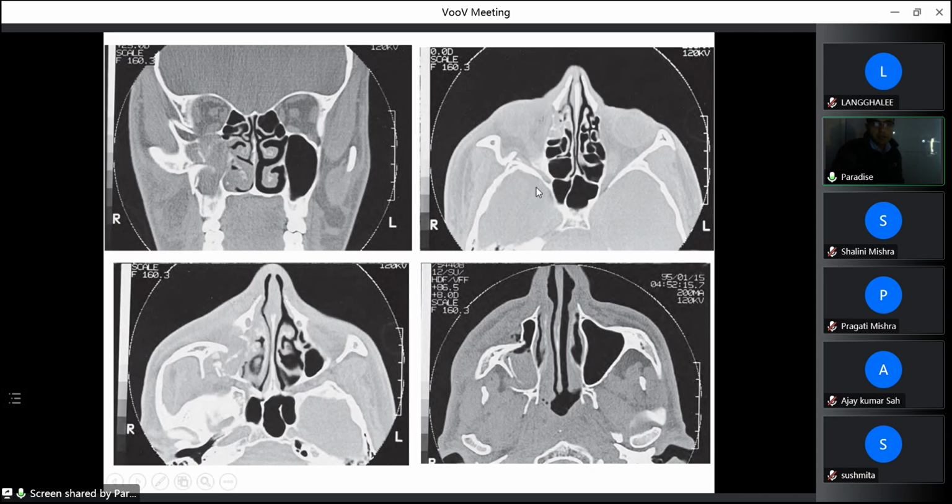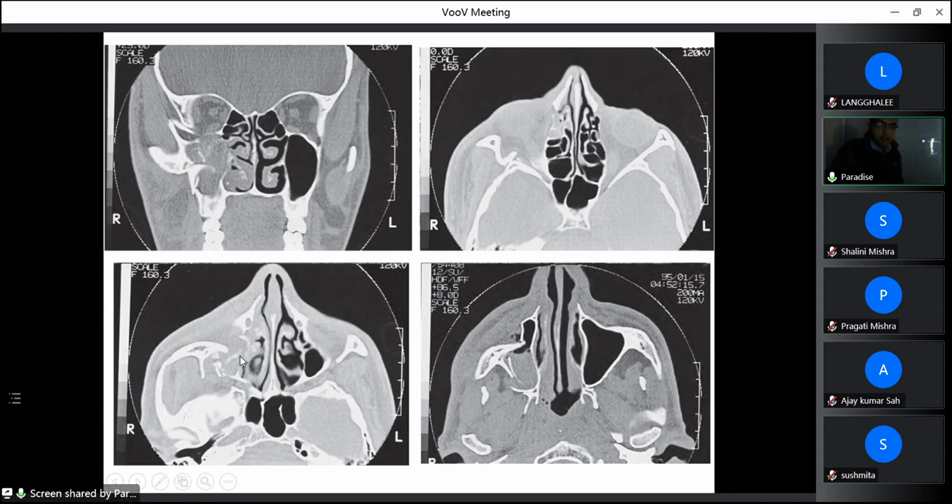This is the coronal section. If you see the axial section, you can see the lateral wall of the orbit is fractured. The bone is fractured and it is displaced. If you compare it with the contralateral side, the left side, the bone is fine. There is no fracture. But if you see the ipsilateral, trauma side, you can see the bone is fractured and displaced. Okay, this is the lateral wall of the orbit.